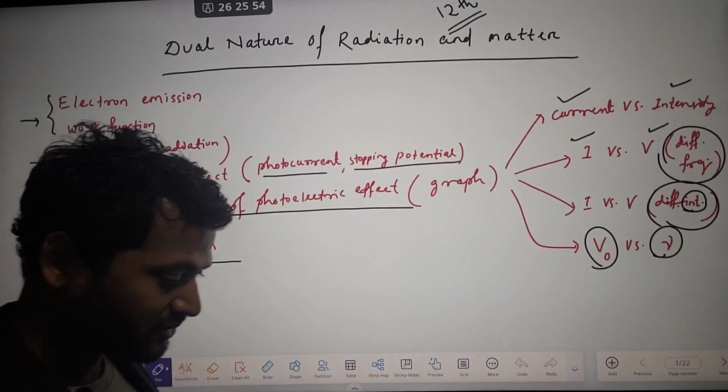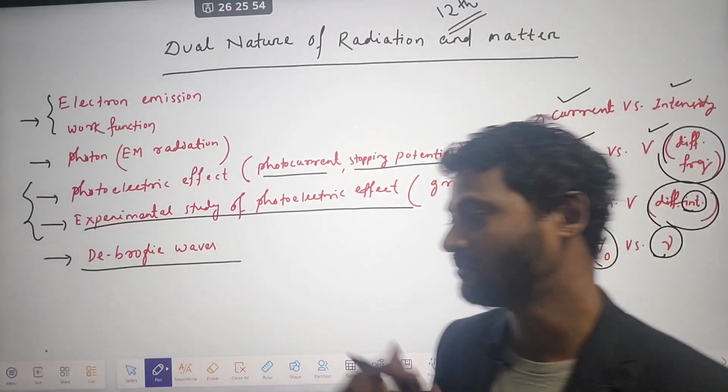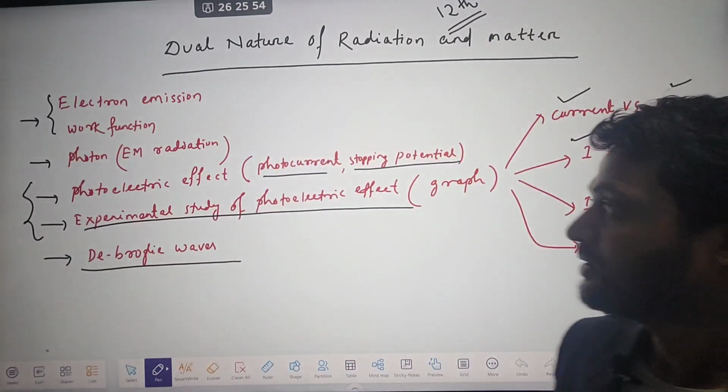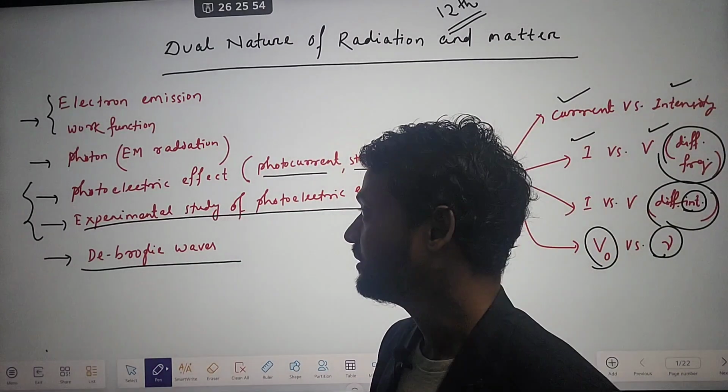The first is electron emission. What is electron emission? How many types of electron emission are there, like field emission, thermionic emission, photoelectric emission, secondary emission. Then we'll talk about work function. What is work function? What is the unit of work function?